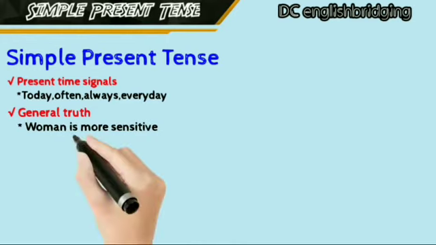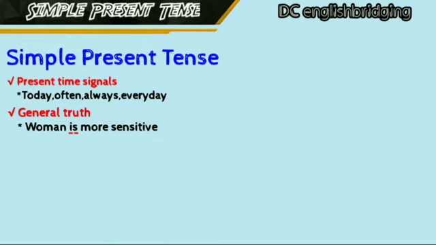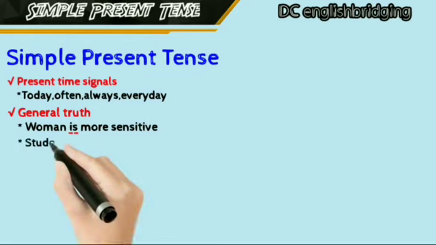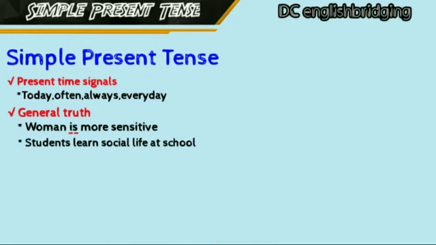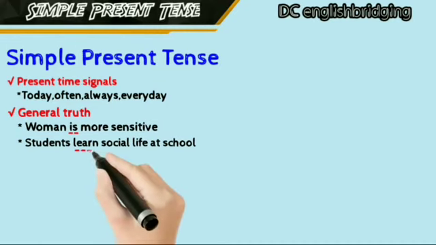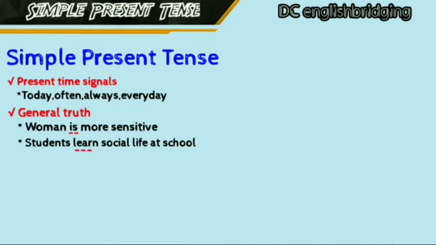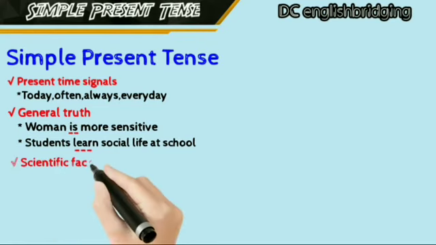So simple present tense also talks about general truth, like a woman is more sensitive. So in the sentence, woman is generally sensitive, so we put is, not was. The second sample, students learn social life at school. That's the truth, so we have to use verb 1. Students really learn at school.